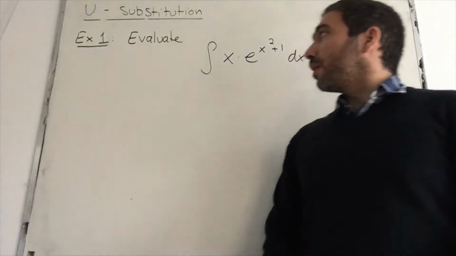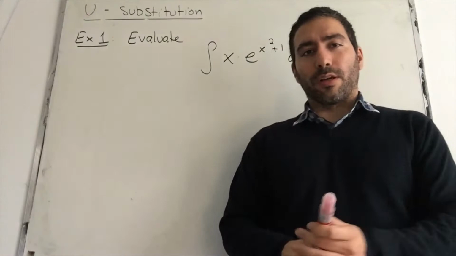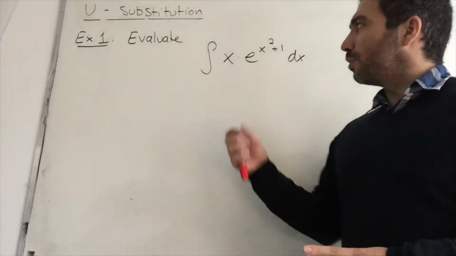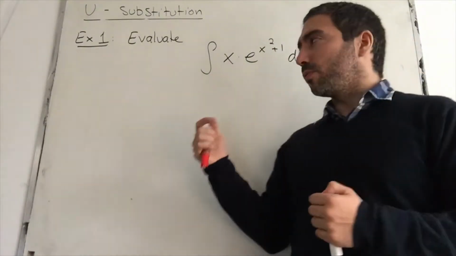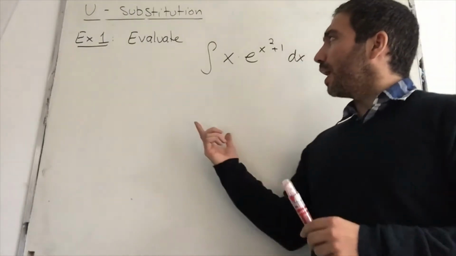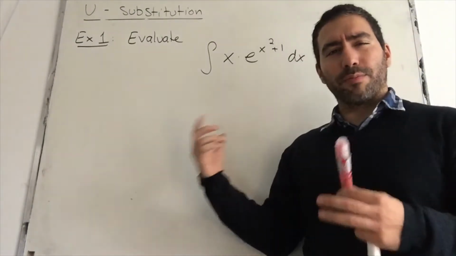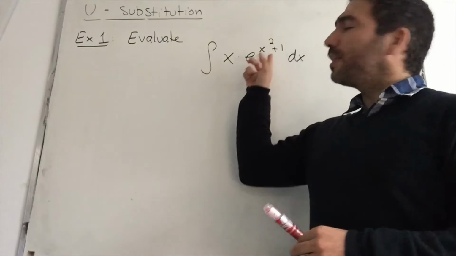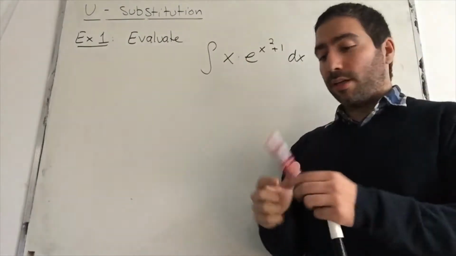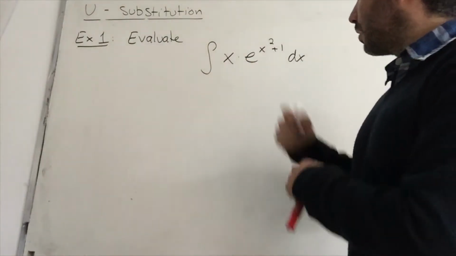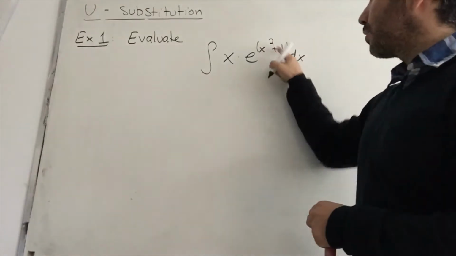So we have to let u equal something. What are we going to let u equal to? Well, do we have a square root? There's no square root. That was one of the first things we have to look at. Do we have a denominator? There's no denominator. Do we have brackets? There's no brackets. But we have an exponent. So let's maybe try calling it what's in the exponent. In the exponent of the e, we have x squared plus 1.